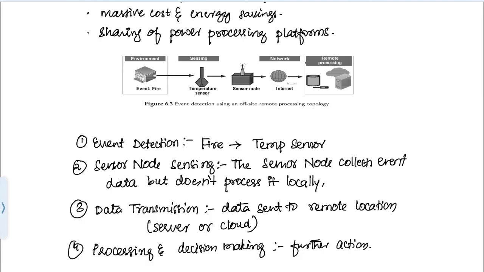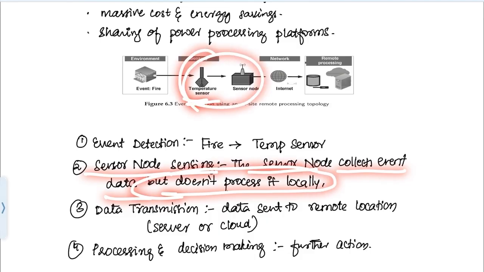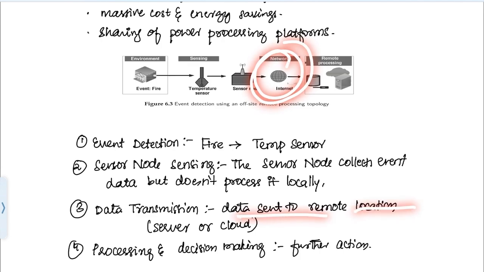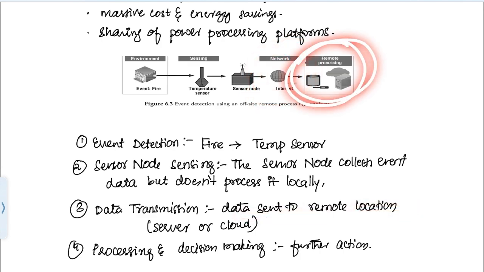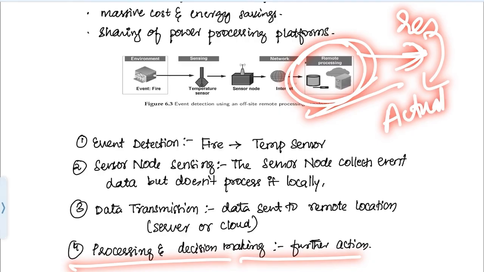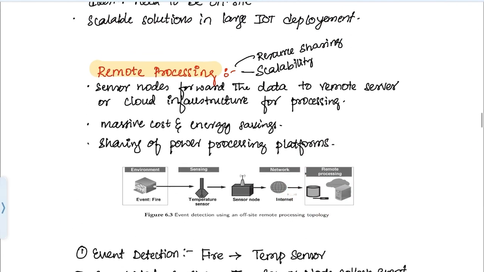Looking at the example here, you can see that the event detected is fire. Fire is detected by the temperature sensor. Sensor node sensing: the sensor node collects event data but does not process it locally. Here, although it is collected, it is not processed locally. It is transferred to the remote server or remote cloud through the internet. So data transmission happens through the internet. Further, at this position, the processing and decision making takes place, and whatever result comes will be taken as the actuator action. So this was about remote processing.